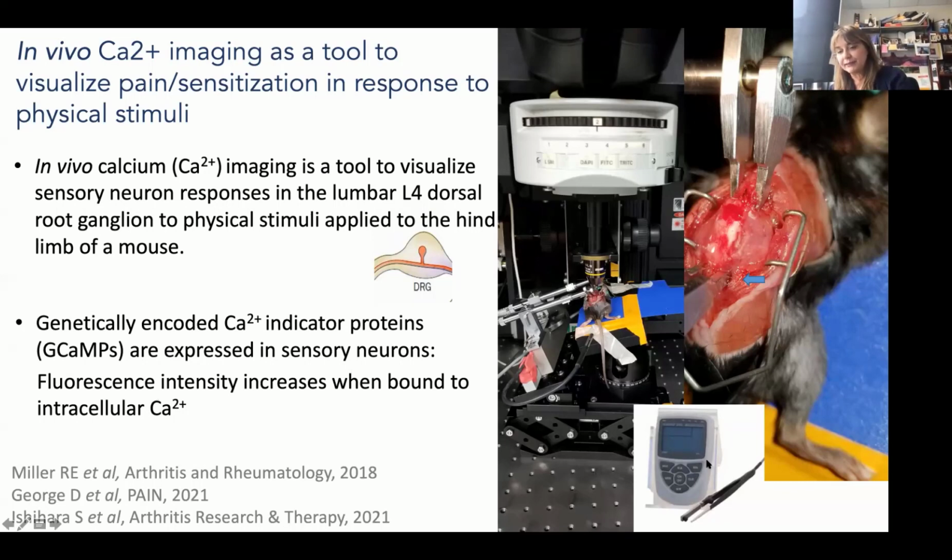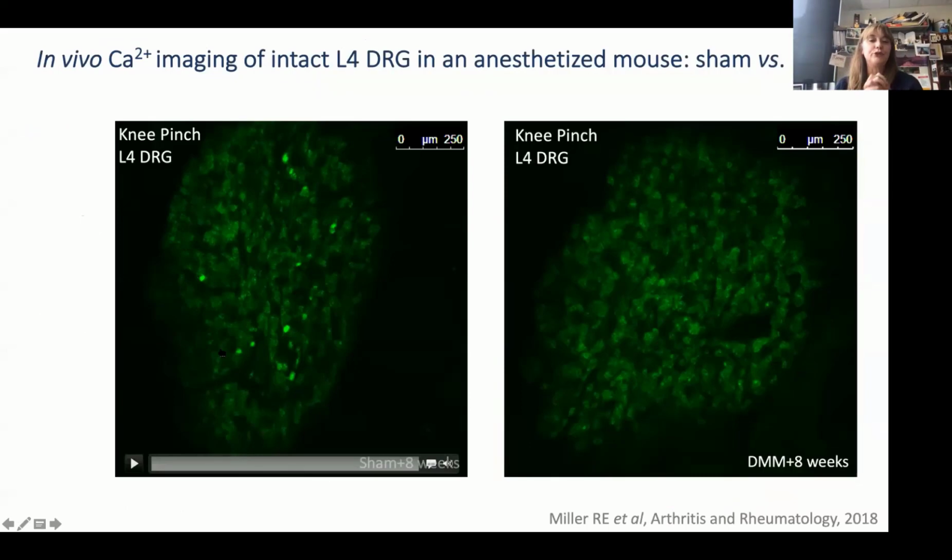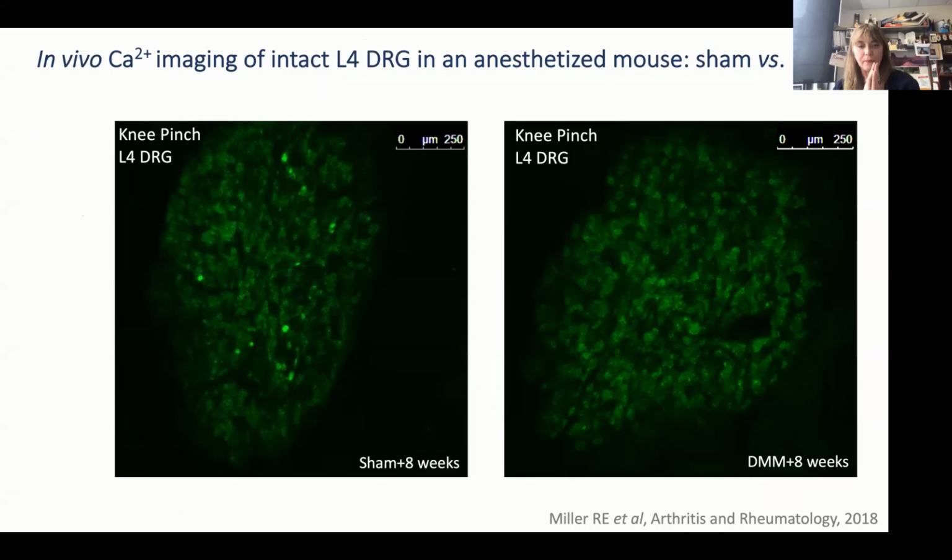We can take this force transducer, just as we did to measure the withdrawal threshold, and we can then put force either on the paw or on the knee, and we can see what happens in the dorsal root ganglia. And that's what I will show you next. So here is the L4 dorsal root ganglion of a sham operated mouse, and we are pinching the knee of this mouse. And so what you're seeing there is that a few of the cell bodies that are coming from the knee are activating. So I'll show it again. There's just a few cells that are activated when we pinch the knee, which is a normal response.